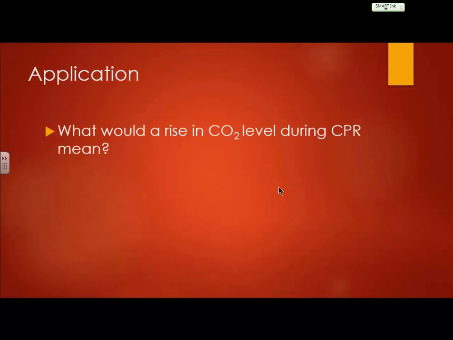What would a rise in CO2 level during CPR mean? Yeah, possible return to circulation. Now, what do you do if I'm in my cycles and I look here and I see an increase in CO2, what do I do at that point? Yeah, just finish up your cycle. Continue doing what you're doing right there. It's just like when you shock somebody. You continue your cycle for a little bit, all right?